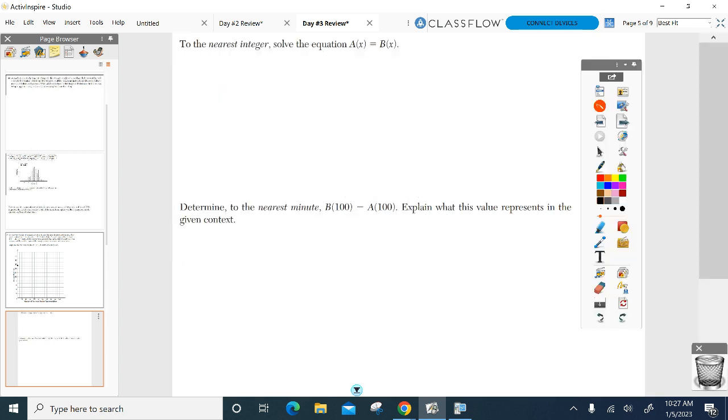Nearest integer, solve the equations now. When are they equal to each other? Now, respect, I know most of you will probably try to do this, and I wouldn't blame you. I tried doing this at the beginning. 15.7 times 0.98 to the x, there's equation A. And here's equation B, trying to set them equal to each other and trying to solve. I have no idea how to solve that. I'll be honest. No idea. Seriously, I have no idea how to solve that.